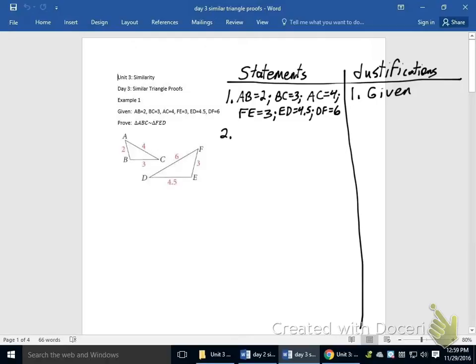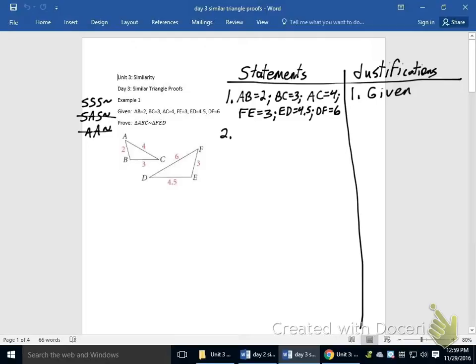To do this problem, I'm going to refer really quick to the three ways I've got to show that triangles are similar. We've got side-side-side similarity, side-angle-side similarity, and angle-angle similarity. For this one, since I have no information about any of the angles, I know it's going to be side-side-side similarity. So now let's get to proving that the sides are in fact proportional.